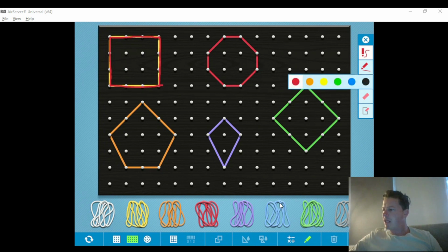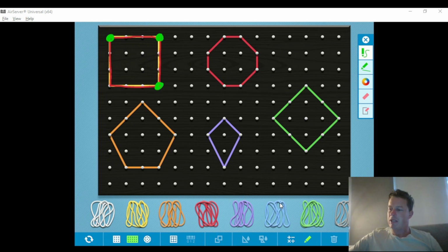Now I'm going to change the color here into let's go green for this one, and I'm going to highlight all of the corners. So when we describe two-dimensional shapes, we use the word sides, and then we use corners to describe where the two sides meet. So in a square, we have one corner here, one corner here, one here, and the last one is there.